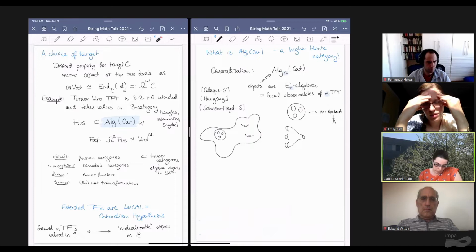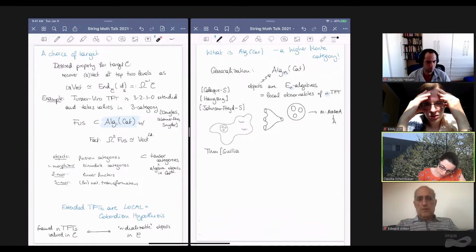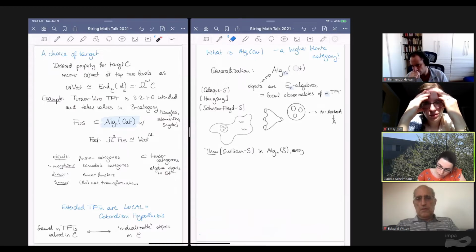Okay, so we wanted to get some TFT, so let's try to apply the cobordism hypothesis now to these targets. And so this is a theorem by Owen Gwilliam and myself in this family of targets. We can generalize this actually and allow something bigger here, some higher category itself. I call this S.